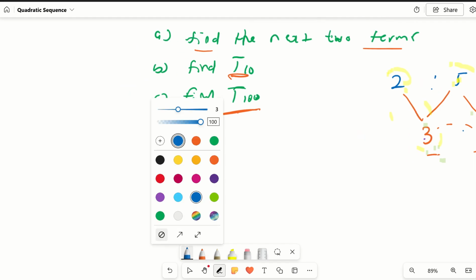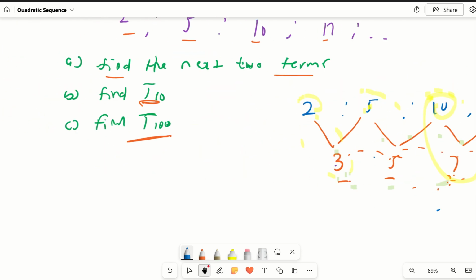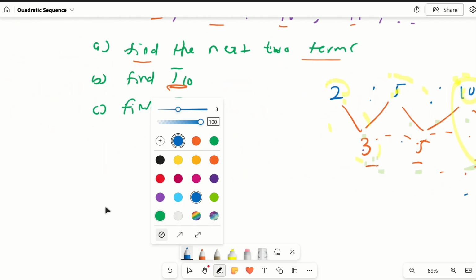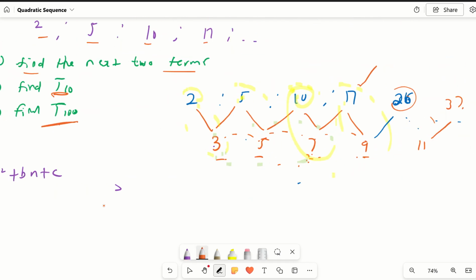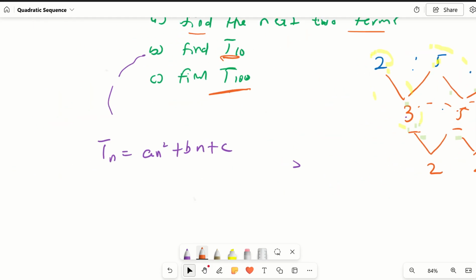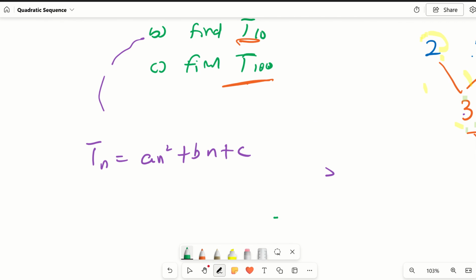Sharp. The next question says find T10. Member number 10, it will take a bit of time until you get to member number 10. Rather use the formula. And we all know that the formula says the general term of a quadratic is Tn equal to an squared plus bn plus c. How do we see that this is a quadratic? Because the second line of differences is constant. They added a 2 between successive terms. So that's how we saw that there's a quadratic.